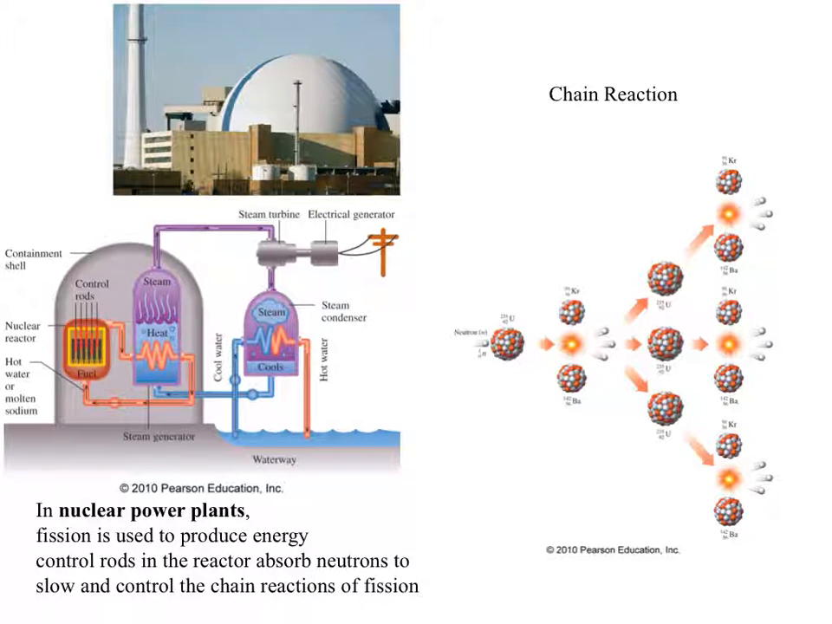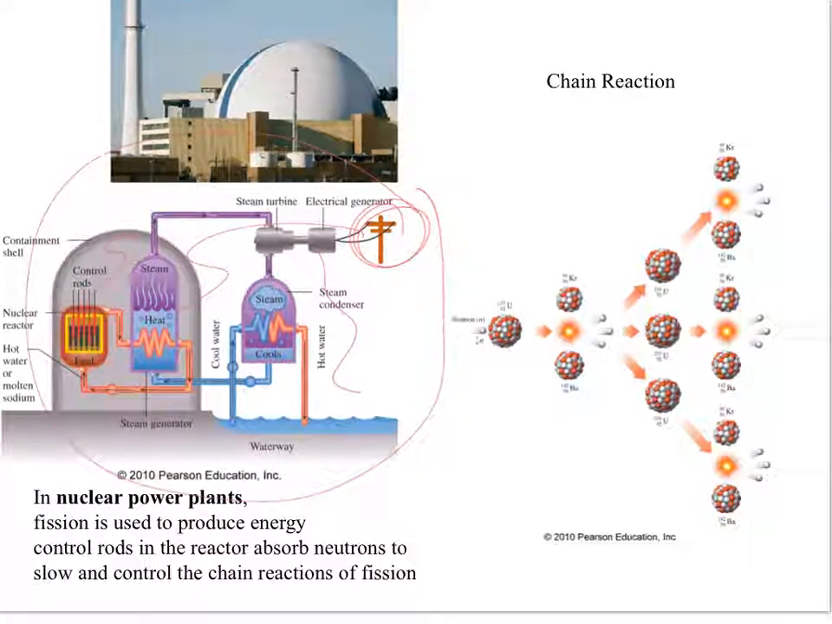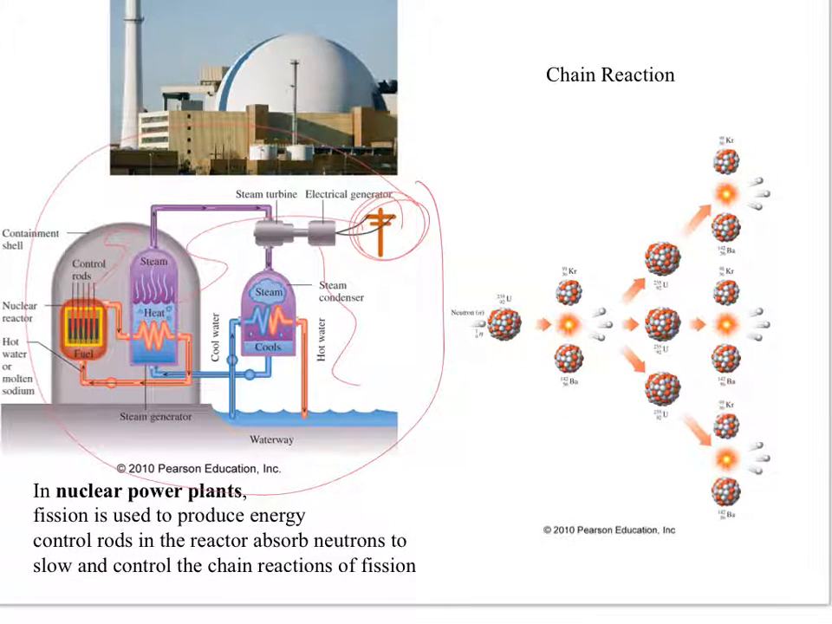If you were guessing fission and fusion, fission is what's done inside a nuclear power plant. You can see everything I was just talking about right here in terms of how it works. This is what we get in our house, and that's really all most of us care about, that we've got our electricity. But there were many, many steps and lots of things involved to make that happen. As you can see, in nuclear power plants, fission is used to produce energy. We've got control rods. The control rods are where, for instance, the radioactive uranium would be. They absorb neutrons, so they're hit with neutrons, and they slow and control chain reactions of fission.